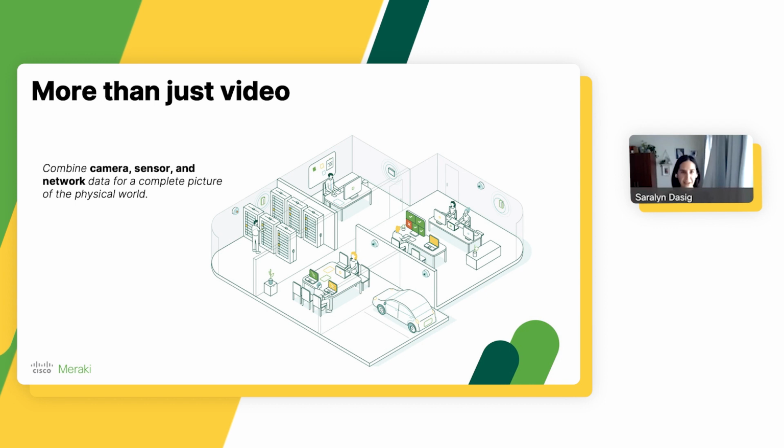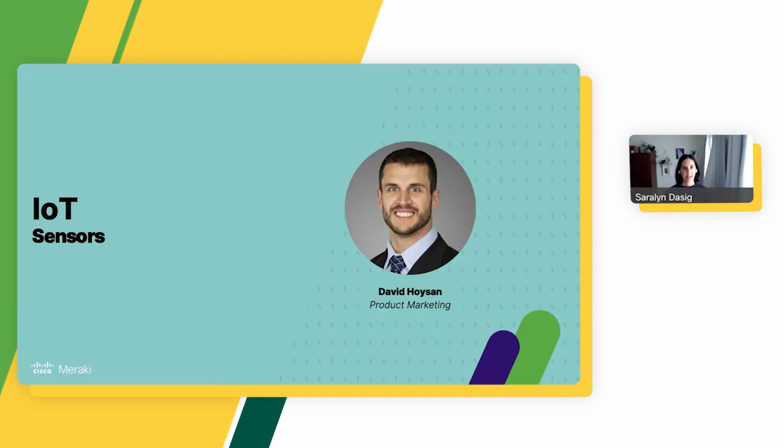Now, finally, creating a smart space is understanding more than what you can see, because you can't measure what you don't know, and it's really important to understand your total physical environment, everything from temperature to humidity, noise, and all of that. So to that end, I'd like to turn it over to Dave Hoysen to talk about exciting updates to our MT sensor line.